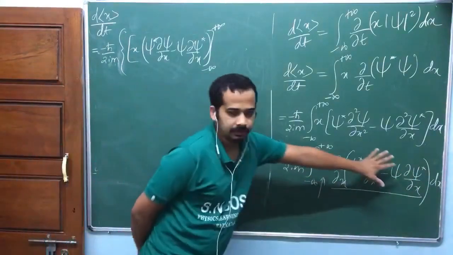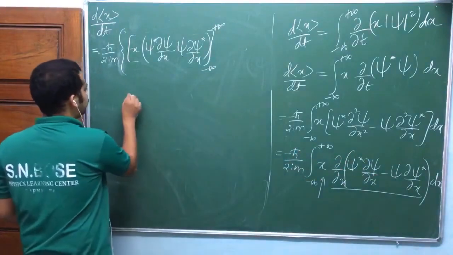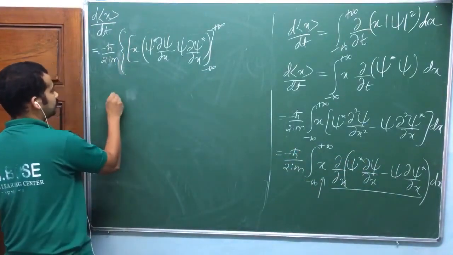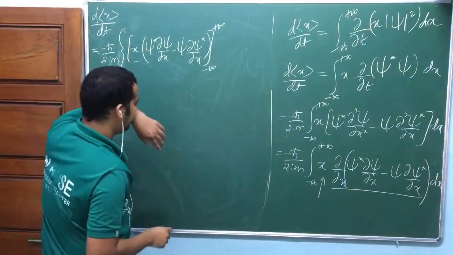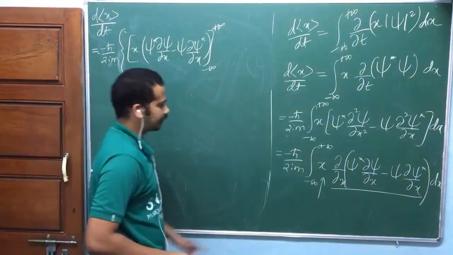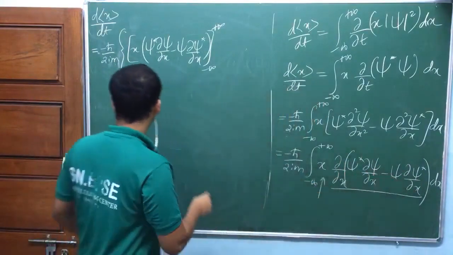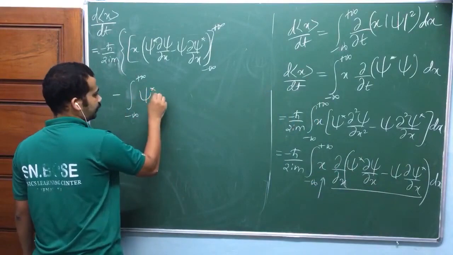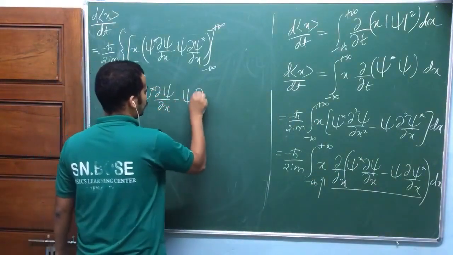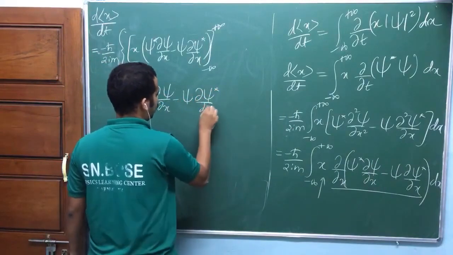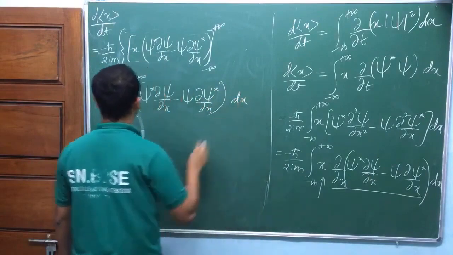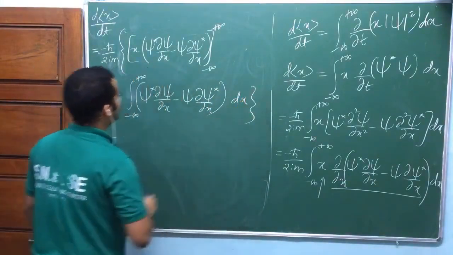And you should substitute the limit, isn't it? Minus, look at here, this bracket I will close it later. This bracket is quite important, okay? Minus integration of second function, that means inside part, okay? Psi star dou psi by dou x minus psi dou psi star by dou x into differentiation of first function, that is 1 dx. Now I'll close this flower bracket.